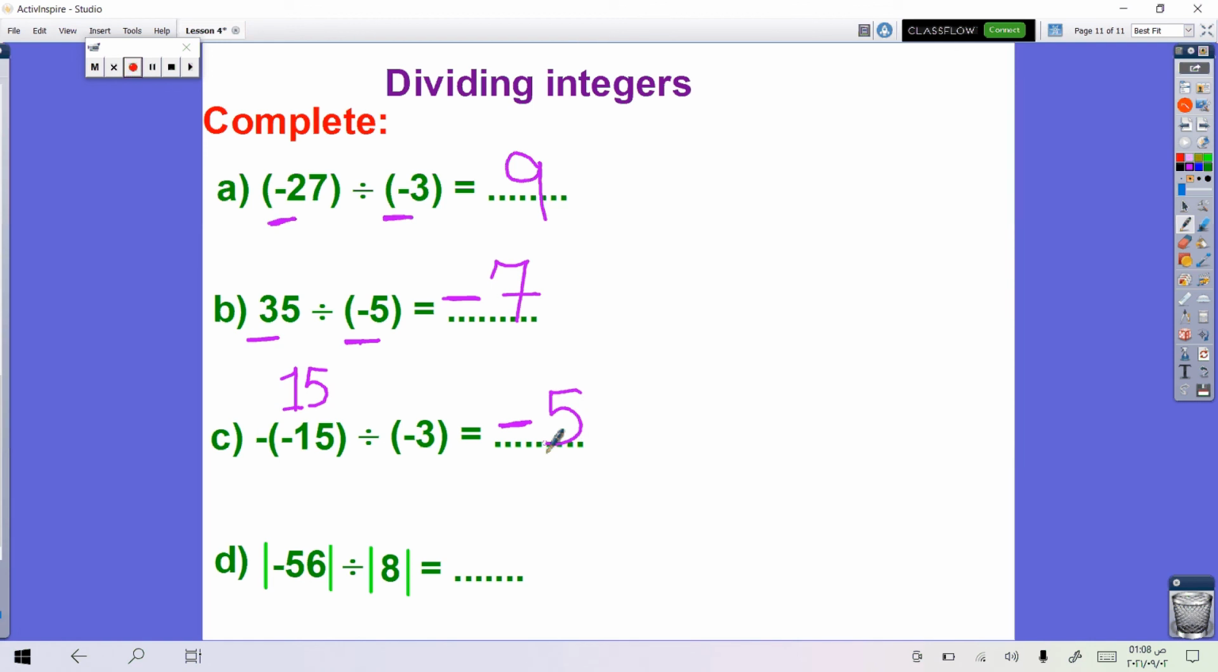We have absolute negative 56. As we said before, the absolute value for any number will be positive. So absolute negative 56 will be 56, divided by absolute 8, which will be 8. So now we have same sign, so same sign positive. 56 divided by 8 will be equal to 7. So the result will be positive 7.